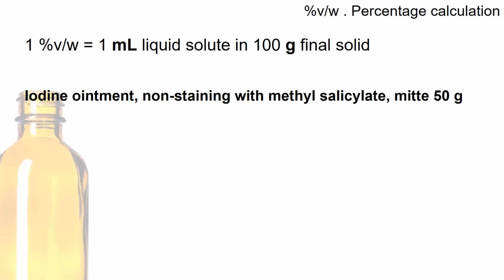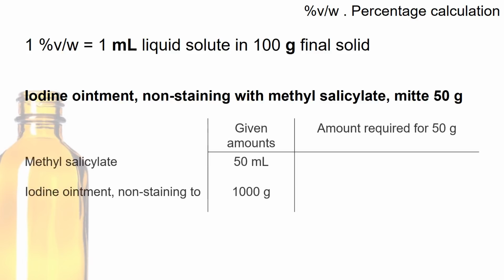We have now come to the last expression of percentage, the percentage volume in weight. So 1% volume in weight means that 1 ml of liquid solute is in 100 grams of the final solid. We have here an example of iodine ointment with methyl salicylate, and you have to prepare 50 grams of it. Given that the amount of methyl salicylate needed for 1000 grams of the ointment is 50 ml, to prepare 50 grams you just take the ratio. So you will need 2.5 ml of methyl salicylate.